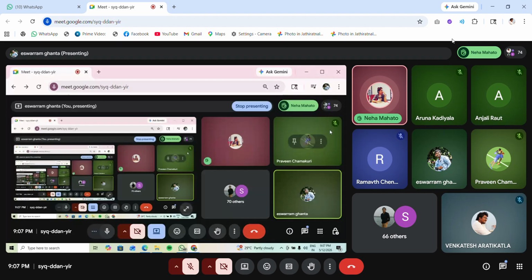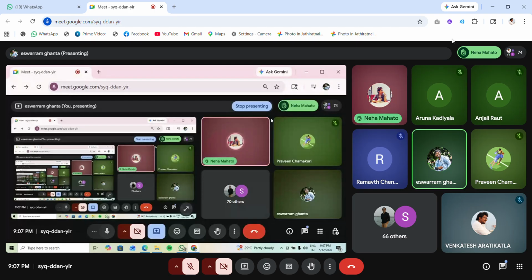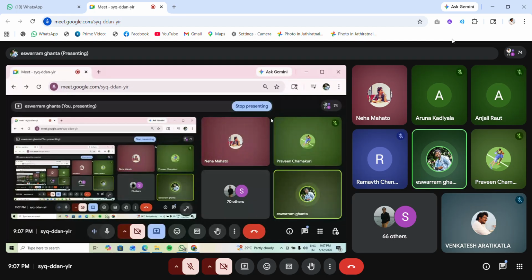Does encounter mean session? Separate session could also. Separate session? No, not the separate session. Same day only, same session only.